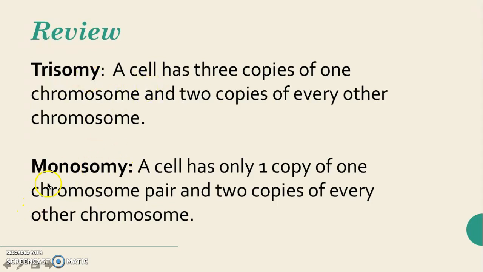Then there's monosomies. So monosomies occur when we have 1 copy of a chromosome and we're supposed to have 2 copies of that chromosome. So the only instance we saw of this was the person who had just 1 sex chromosome instead of 2 sex chromosomes. So that would be the Turner syndrome or the 45X.